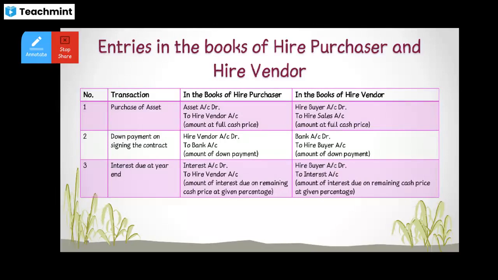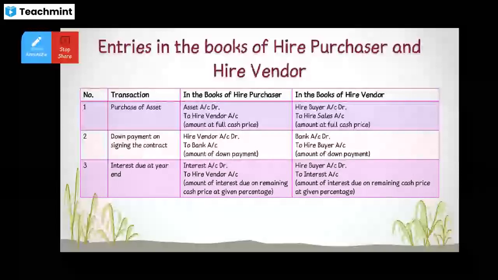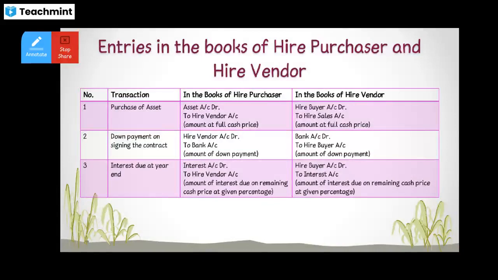Next, interest due at year end. At the year end, you have to calculate the interest and you have to make an entry for that. Interest is part of your installment. You are going to pay every installment according to the agreement, and in that installment some amount is included of interest and the remaining major part is of principal. So we are going to pass the entry for interest.